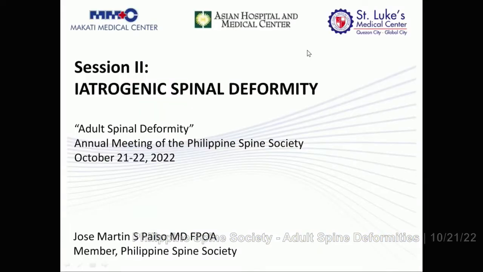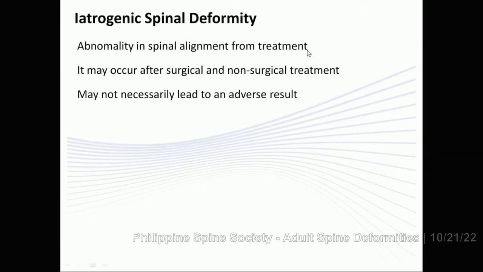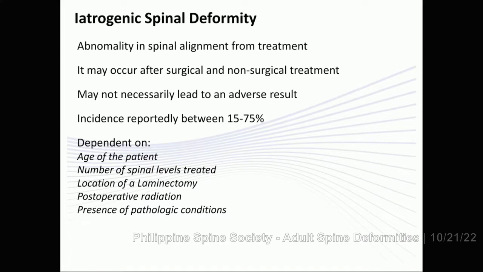Good morning. I would like to thank the PSS for allowing me to give this talk on iatrogenic spinal deformity. Iatrogenic spinal deformity is an abnormality in spinal alignment resulting from surgical and non-surgical treatment. The deformities may not necessarily lead to adverse results. The incidence of iatrogenic spinal deformity is between 15 to 75%.